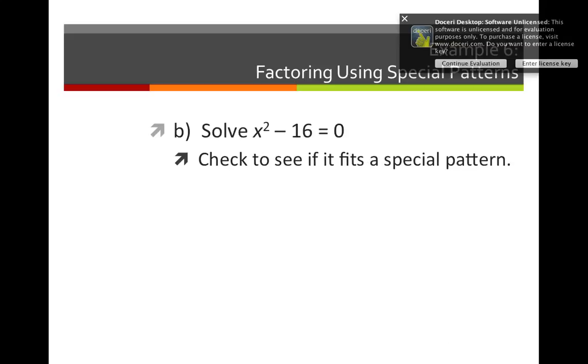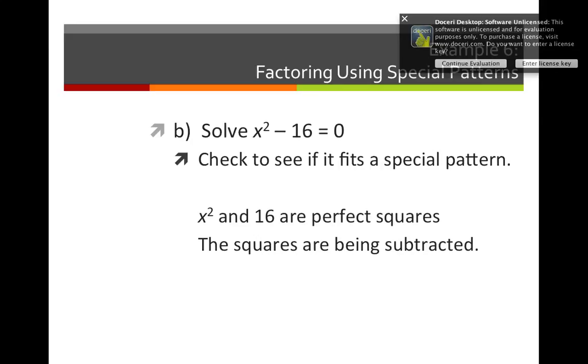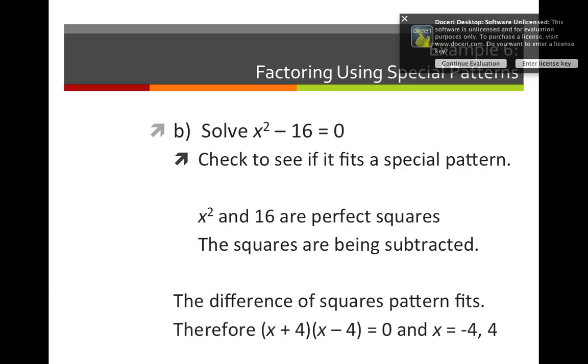Let's take a look at one more. Here we've got x squared minus 16 equals 0. This fits the difference of squares pattern because x squared and 16 are both perfect squares and they're being subtracted, so it's a difference of the two. So using that pattern, we can rewrite x squared minus 16 as x plus 4 times x minus 4, set that equal to 0, and we get solutions of negative 4 and positive 4 for x.